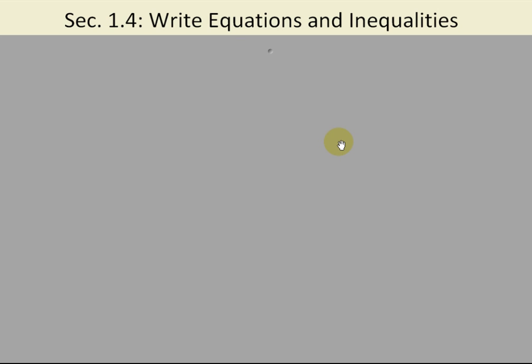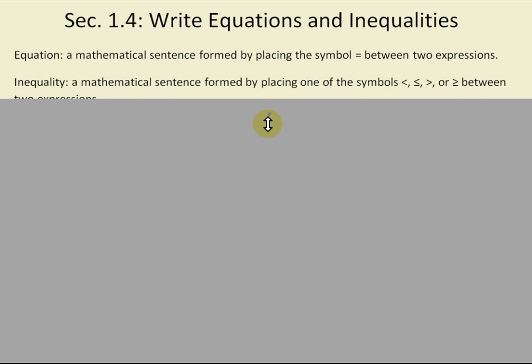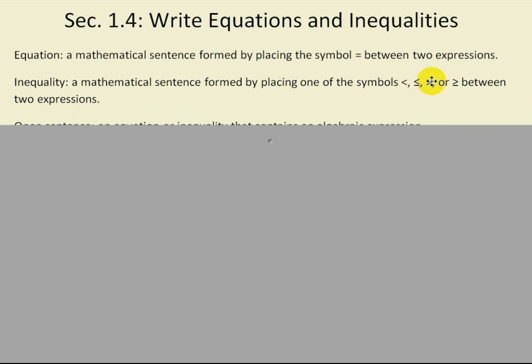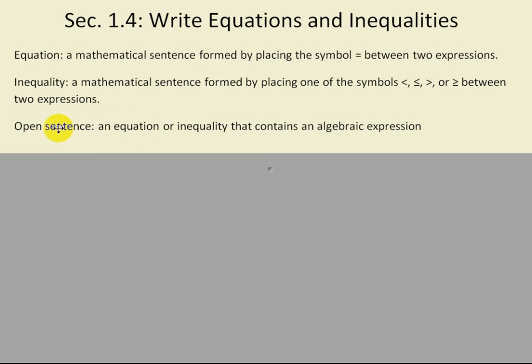In section 1.4, we look at writing equations and inequalities. So an equation is simply a mathematical sentence formed by placing an equal sign between two expressions. And then an inequality is very similar to that, except we're going to be using one of these four symbols, which you have likely seen before. One more term here, an open sentence is an equation or inequality that contains an algebraic expression.